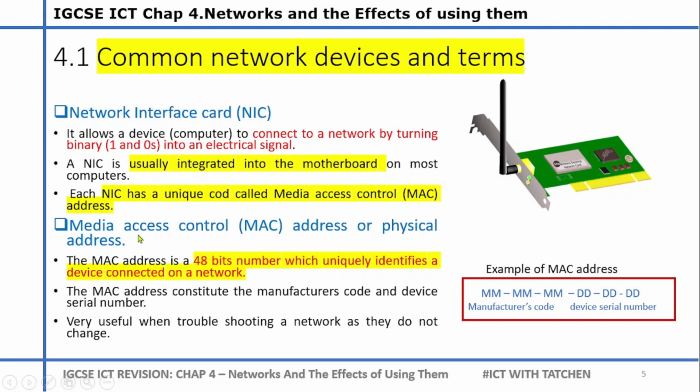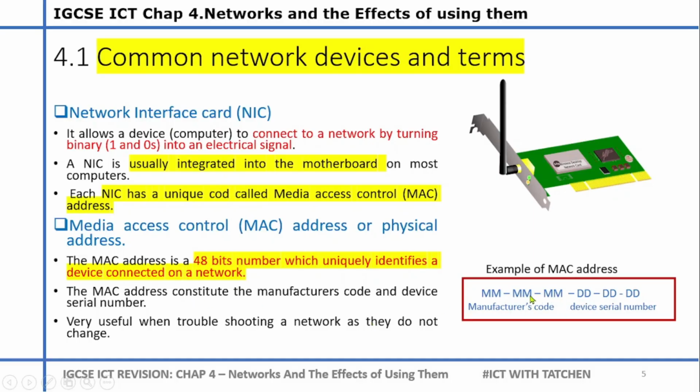Now, the next network term we have is media access control, which is the MAC address or physical address. Basically, the MAC address is a 48-bit number which uniquely identifies a device connected on a network. You also need to understand that the MAC address is unique to every computer. No two computers have the same MAC address, and it is usually issued upon manufacturing. So this is an example of a MAC address.